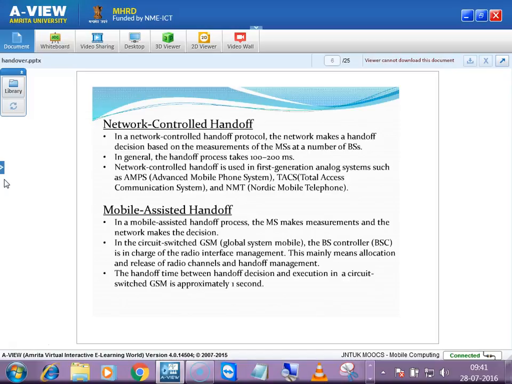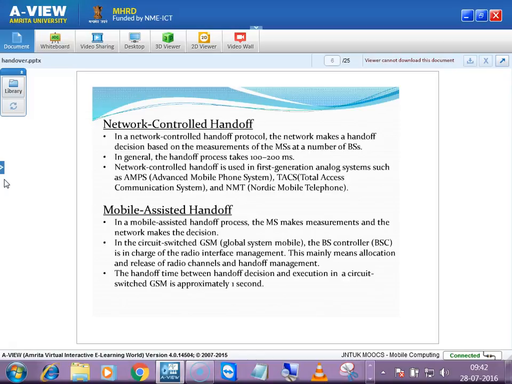Okay, in general, the handoff process takes 100 to 200 milliseconds. This everything is in GSM. When coming to 4G, it is like no time is taken. It is called a seamless handover in 4G. Now, whenever you move from one tower to another tower, it takes 100 to 200 milliseconds in GSM. And network controlled handoff is used in first generation analog systems, like AMPS, so in 1G it is used mainly. And mobile assisted handoff is where the mobile will be taking the measurements.